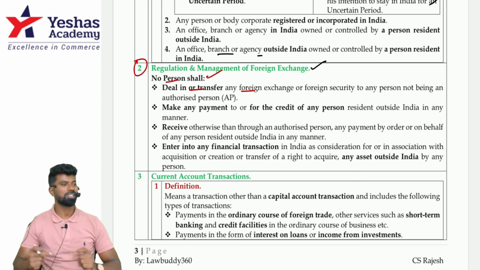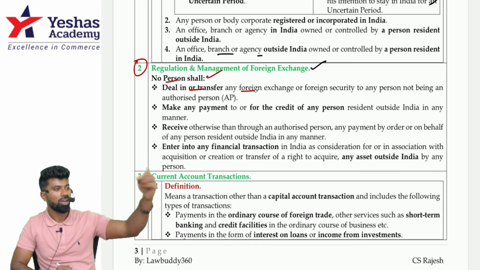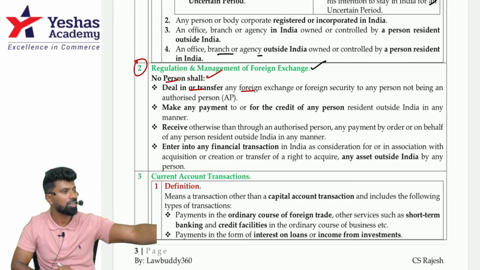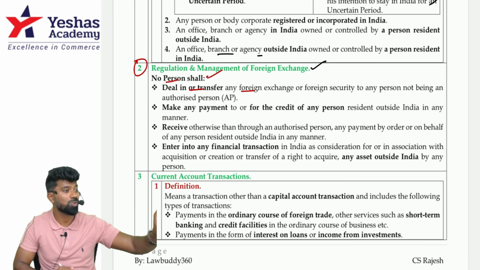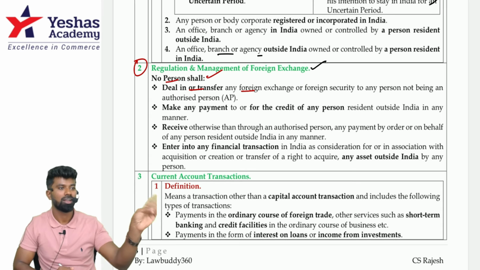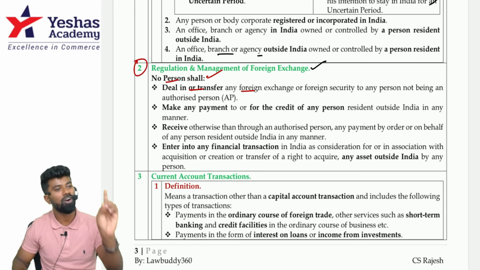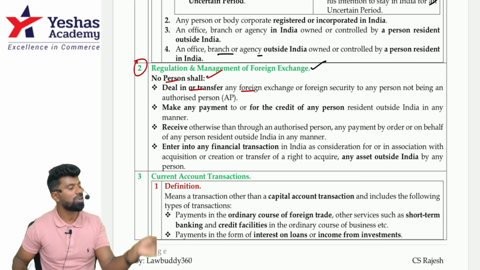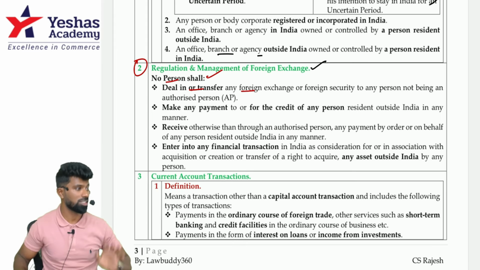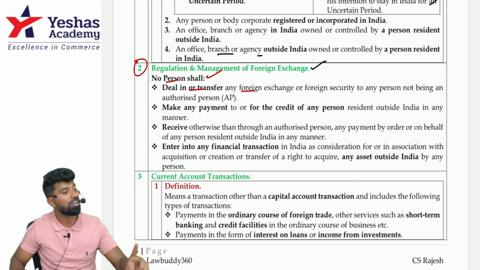No person shall deal in or transfer any foreign exchange or foreign security other than through what person? Authorized person. Now you guys tell me who is authorized person? Authorized dealer, money changer, offshore banking unit, and the last one, any other person notified by RBI. So you can only deal with foreign exchange through what person? Authorized person. You can transfer the foreign security or the foreign exchange to what person? Authorized person. If you do it other than through an authorized person, is it a punishable offense?